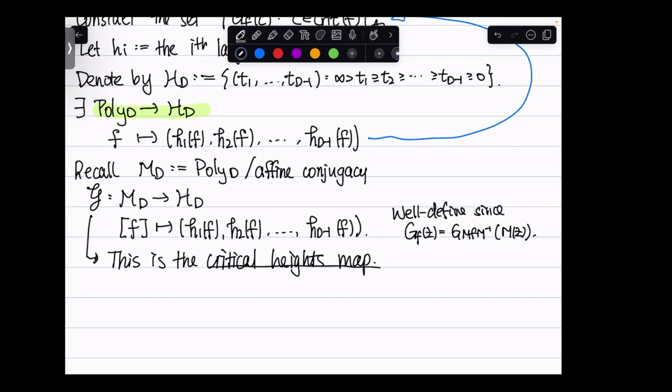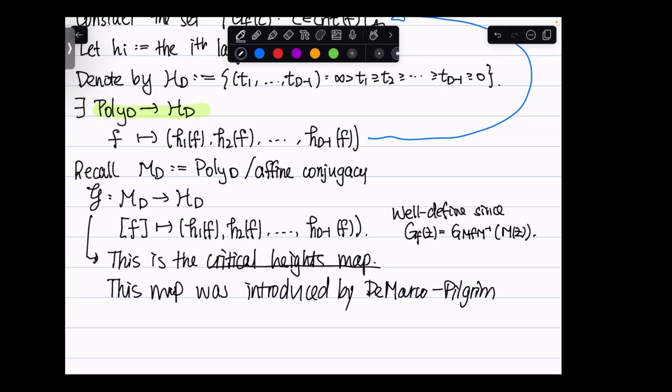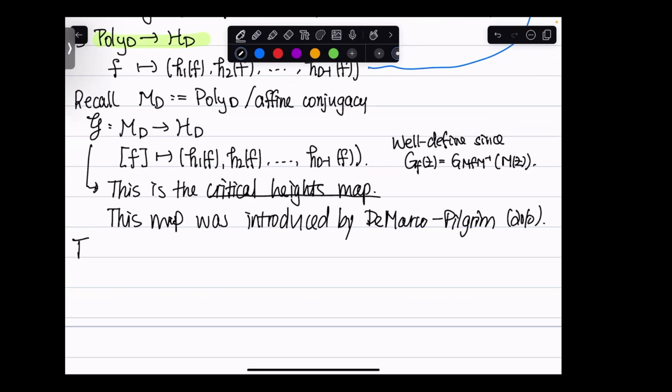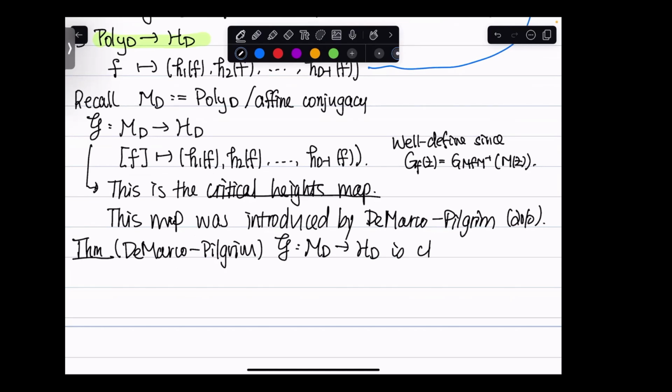And this map was introduced by Laura DeMarco and Kevin Pilgrim in around 2010. Okay, so furthermore, one of their main theorems is that this map G from the moduli space of polynomials to this space HD is continuous, proper, and surjective.